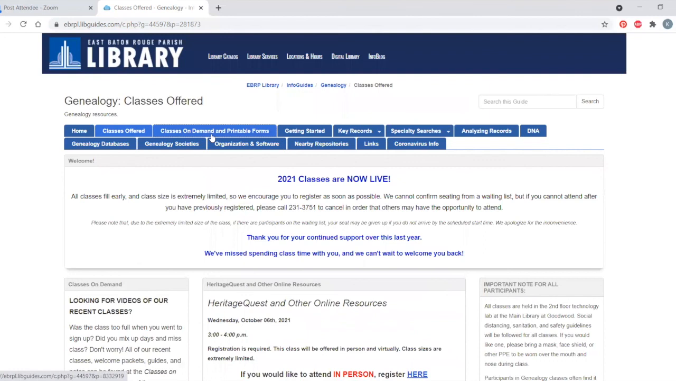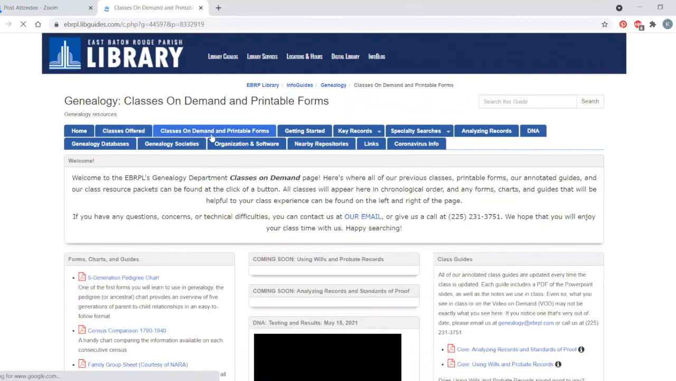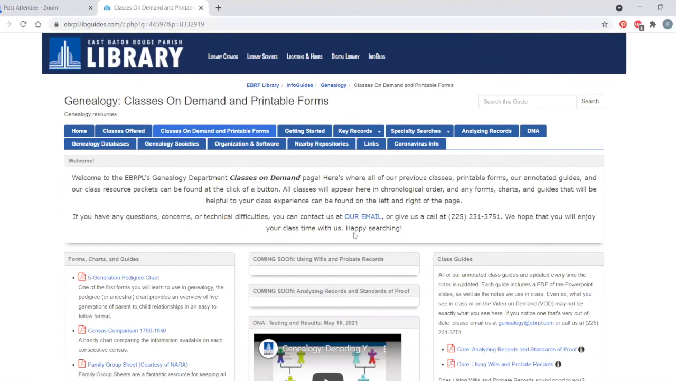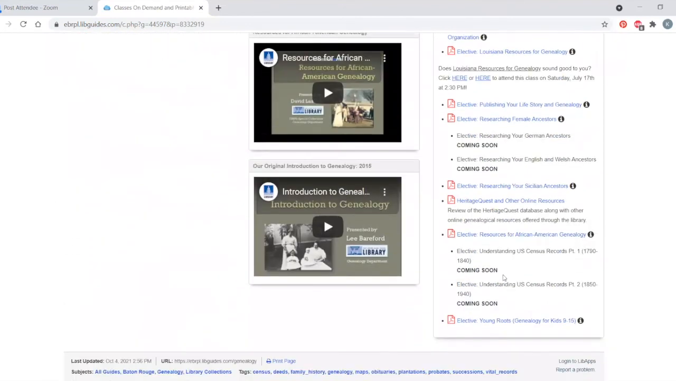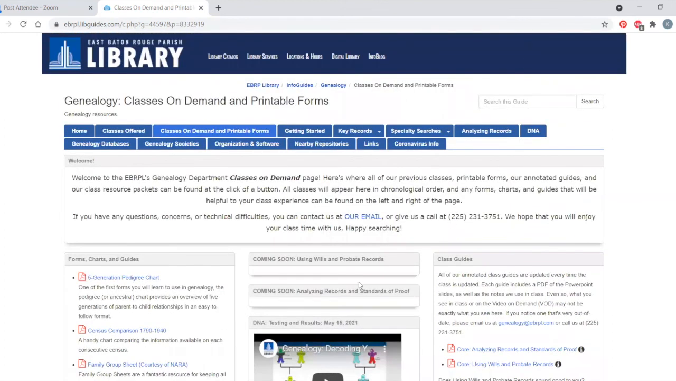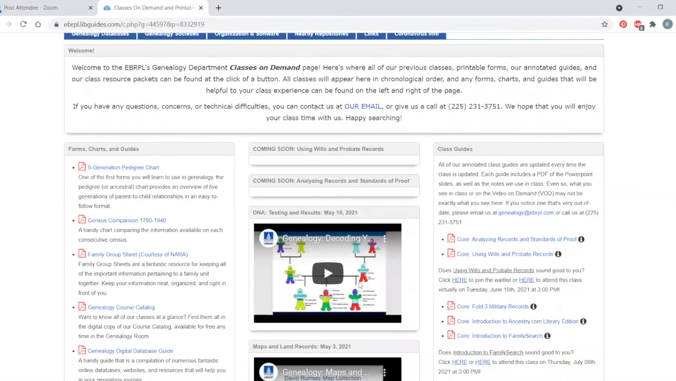Here is where our classes on demand and printable forms tab is. I don't know who updated that, but thank you. Because it used to just say classes on demand. Here's our class guides over here. So you can actually see, yes, here's our Understanding U.S. Census Records Part 2 coming soon. It will be up there, I promise, like ASAP. Here's where you can watch our old classes. Those need to be updated too. I haven't done it in a while. I apologize. And here's the forms and charts here. So this is the same stuff that we have sitting on the table over here for our in-person participants. You can download them yourself.